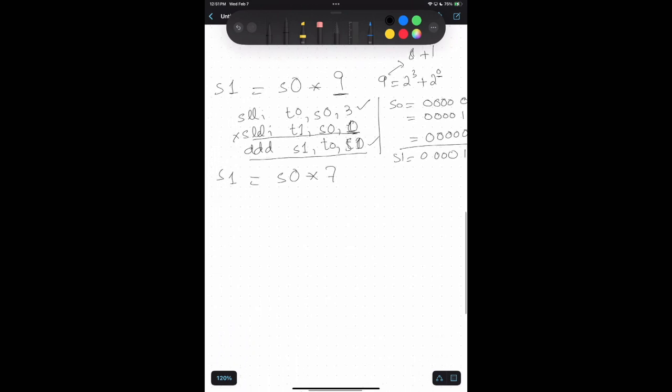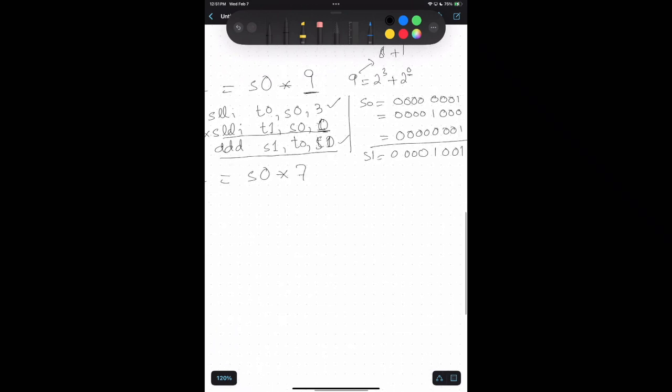Similarly, 7, you can split into 4 plus 2 plus 1, or you can split it into 8 minus 1. In both cases, the result would be the same. I'm not proceeding ahead with this discussion because it will be exactly the same.